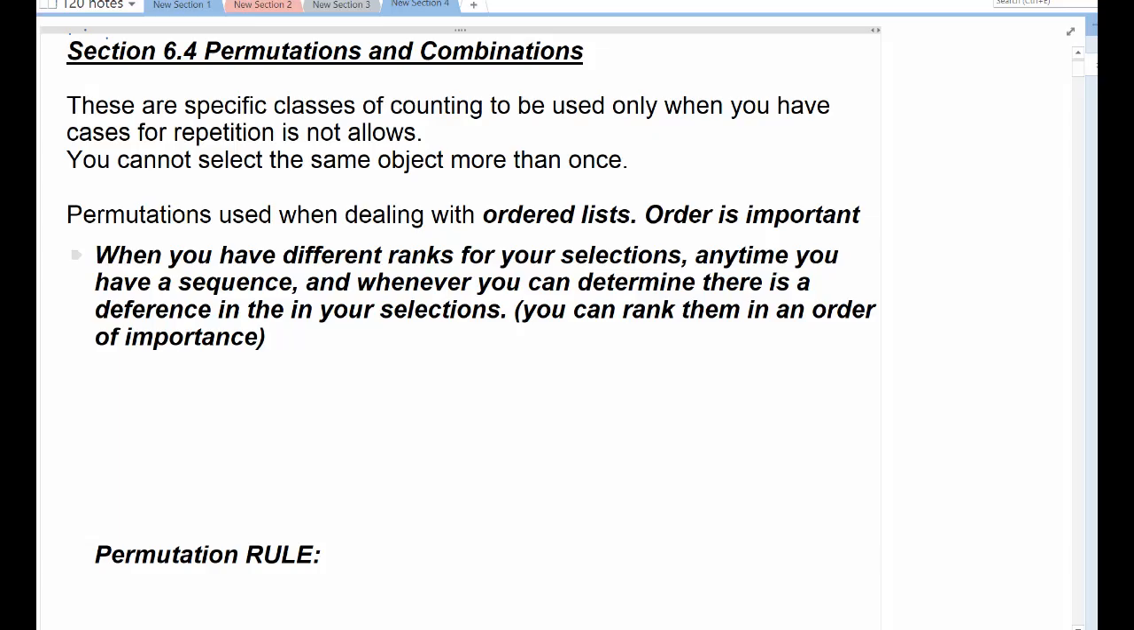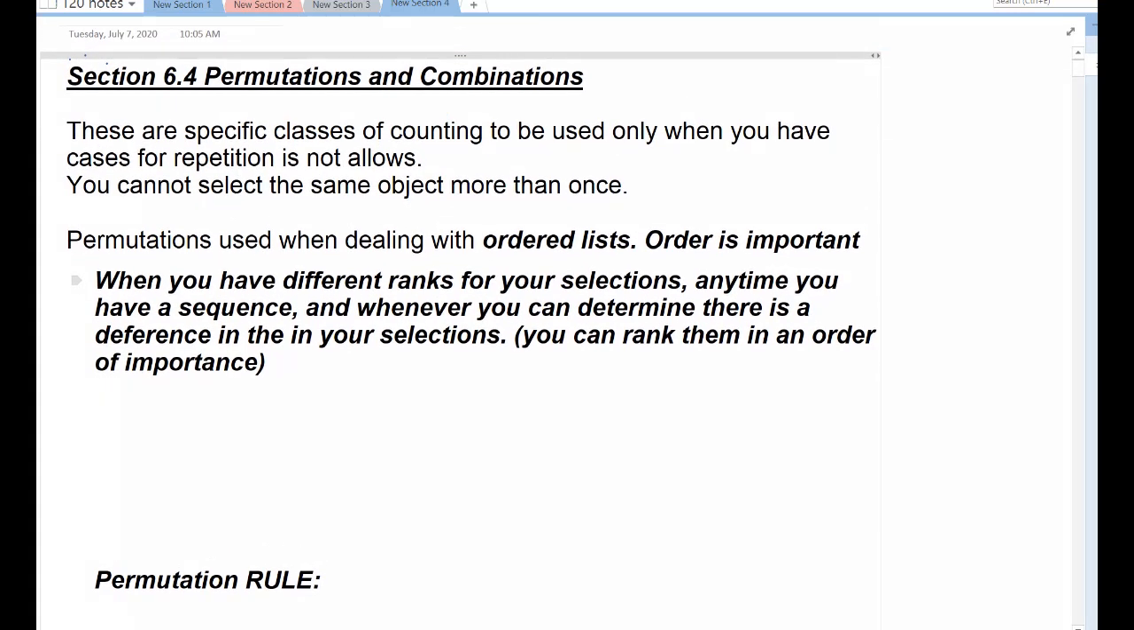Alright, so now we're going to start the last set of notes. This is a big section though, it's going to take me quite a few videos to get through it. It's called Permutations and Combinations. It's the last type of counting that we're going to talk about in Chapter 6. But again, we're going to build off of this for the next 2 chapters. This is a very important big chapter.